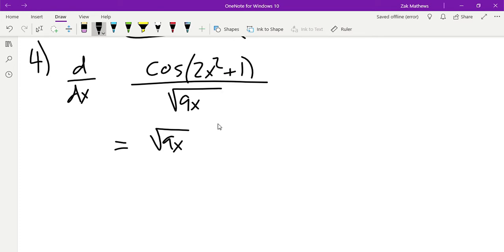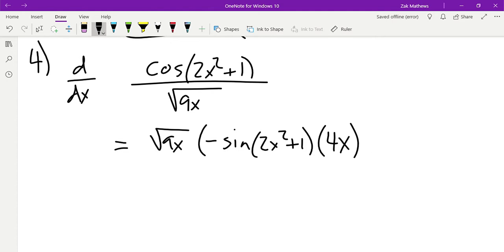So the derivative of cosine is a negative sine. And the chain rule tells me to leave the inner function alone. So the 2x squared plus 1 will stay. But then I have to multiply by the derivative of the inside, which is 4x. And the derivative of 1 is just 0. And then I'm going to subtract from that. I'm going to leave the cosine the same this time. The upper function is going to stay the same.